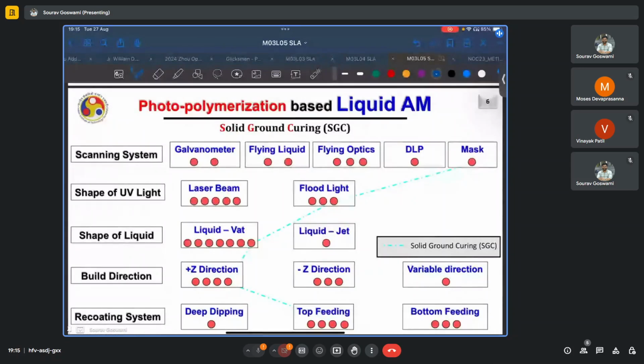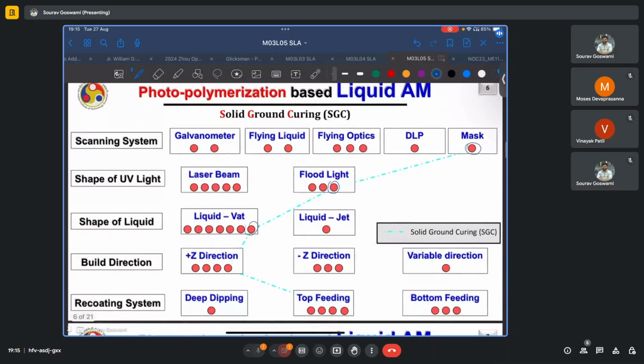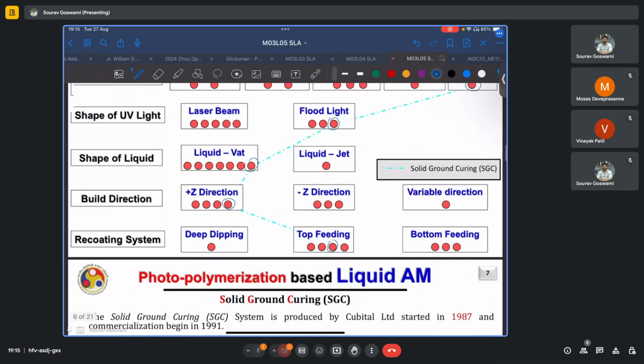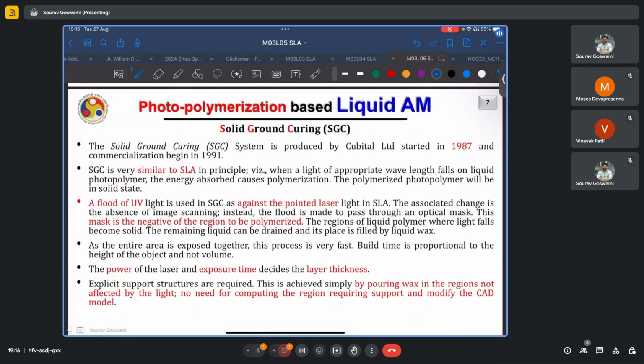The next technology, solid ground curing, uses a mask as a scanning system with a floodlight and a liquid vat to build parts along the Z direction using top feeding. And it is developed by Cubital. It is very similar to SLA, where you have a light of appropriate wavelength falling on the liquid photopolymer and leading to polymerization and curing. However, instead of a laser beam which is used in SLA, here you have a flood of UV light, and we use masks, optical masks, to filter out the areas which we want to get cured or to remain uncured.